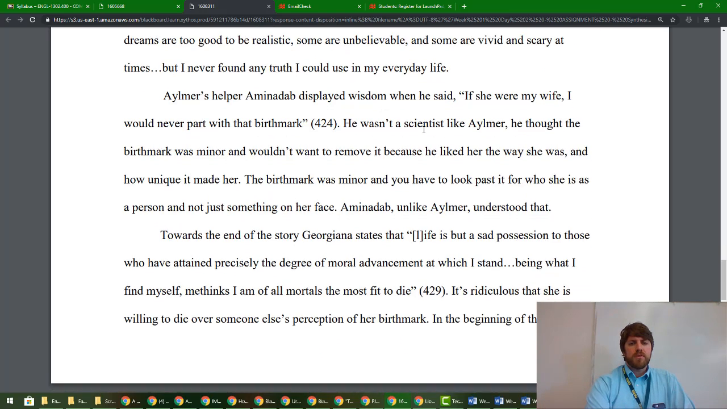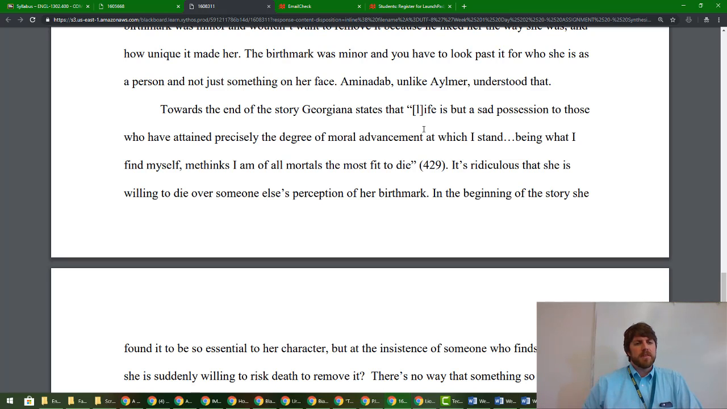He says, toward the end of the story, Georgiana states that life is but a sad possession to those who have attained precisely the degree of moral advancement at which I stand. Being what I find myself, methinks I am of all mortals most fit to die.